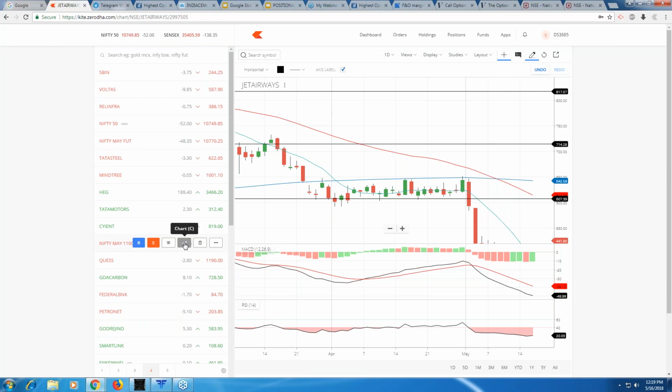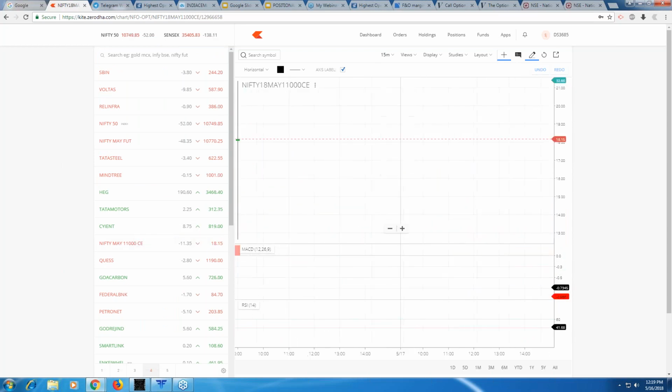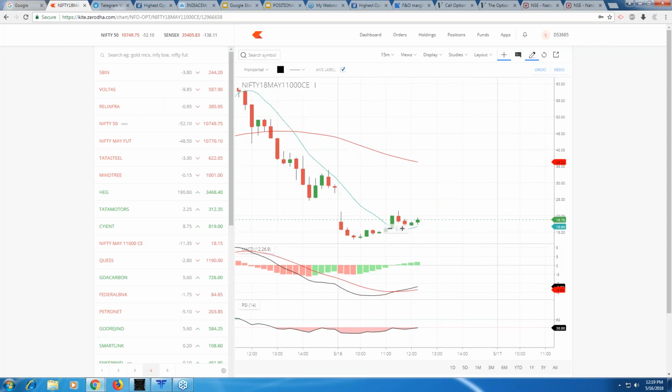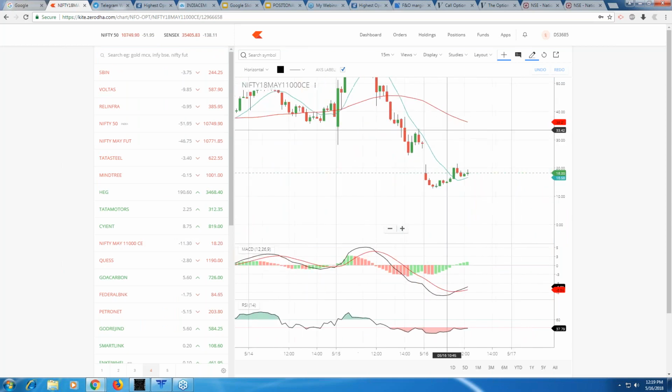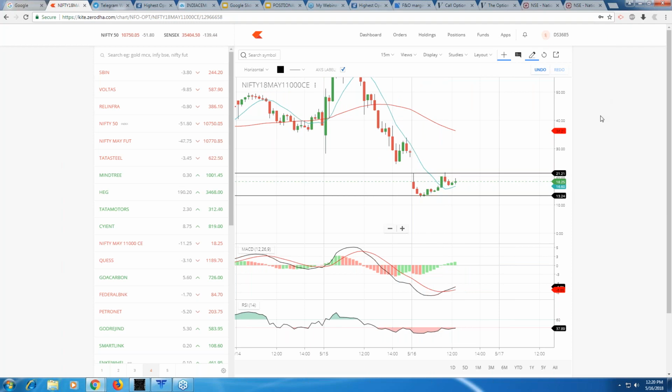Let me take the 11,000 call, right? Now today, I'm going to make it 15 minutes. So if you see here, what's happening? The call was at 20 rupees, right? From 20 rupees, it has touched a bottom of 13 rupees as well.